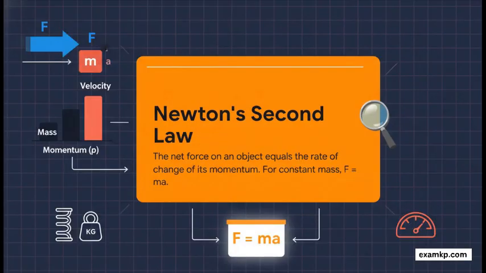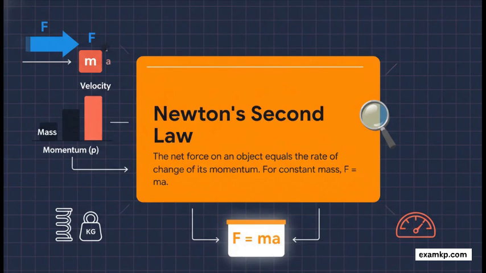All right, on to the second law, and listen up, because this one is the big deal for calculations. The official definition is that the net force on an object is equal to the rate of change of its momentum. Now, for most of the questions you're going to face, the mass stays constant. So this whole thing simplifies down to that famous equation we all know and love. F equals ma. Force equals mass times acceleration. Simple, powerful, and as you can see, it's already hinting at a deep connection to momentum, which we're getting to very, very soon.